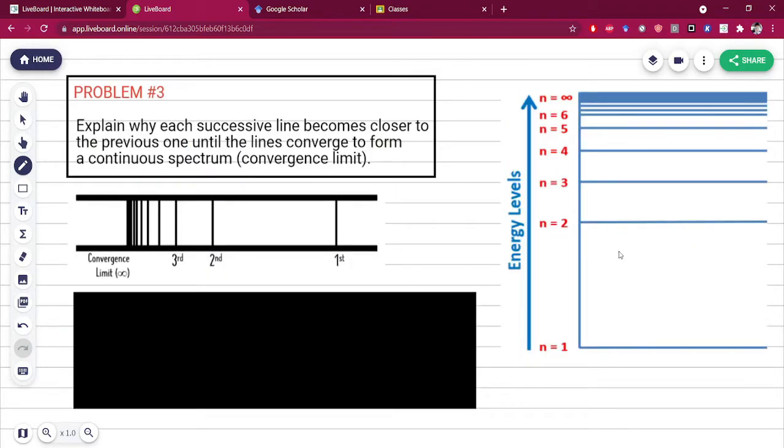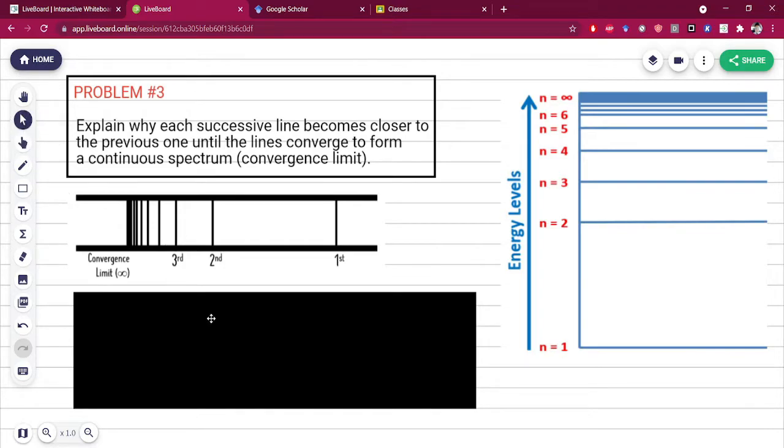Right, so problem number 3. Explain why each successive line becomes closer to the previous one until the lines converge to form a continuous spectrum. So this is your line spectrum. Why are the lines getting closer and closer and forming the convergence limit? Successive lines, line after line after line, become closer and closer.